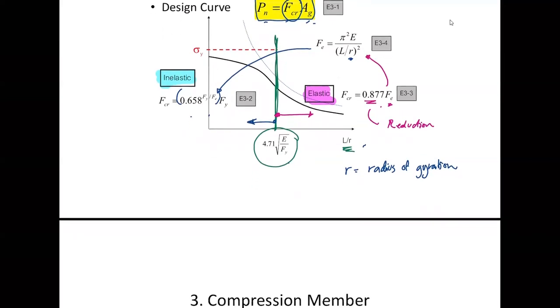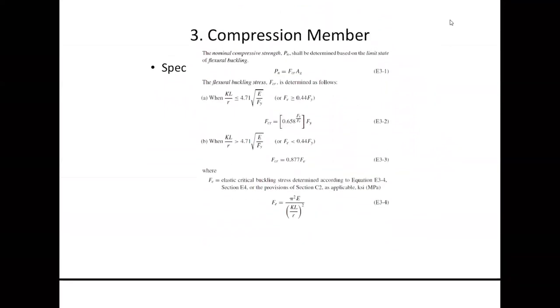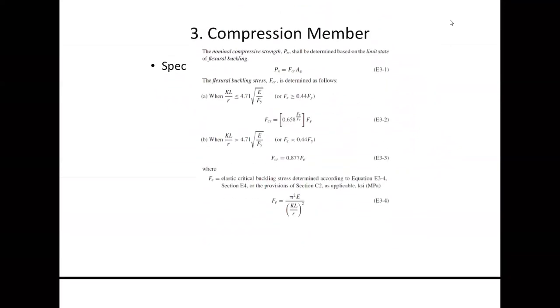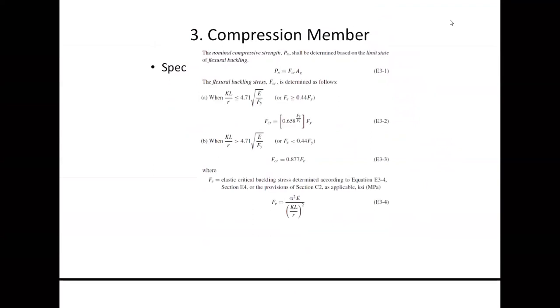Okay. Now, this is what it says in the specification. If you are like a scholar, you want to read from the original, this is how it says. Okay. Nominal compressive strength is the Fcr multiplied by this. If this is that, and then blah, blah, blah, blah, it's just the same thing. Okay.